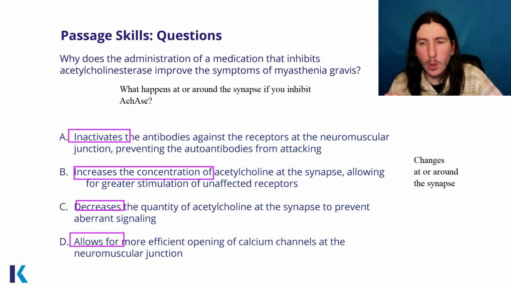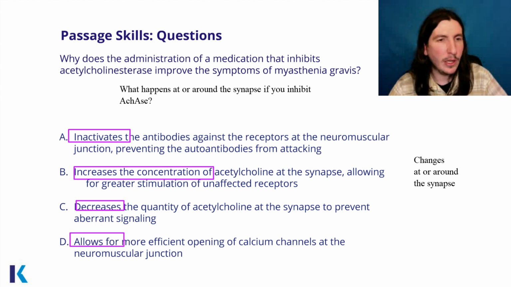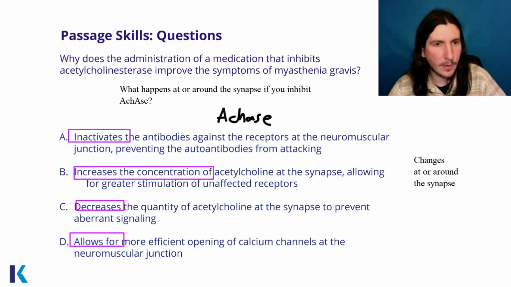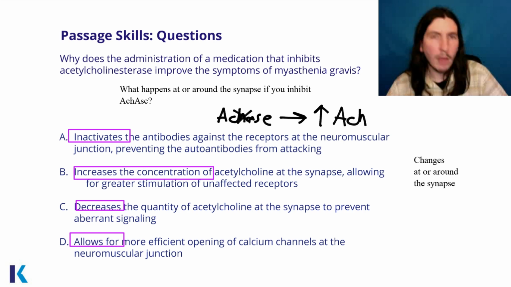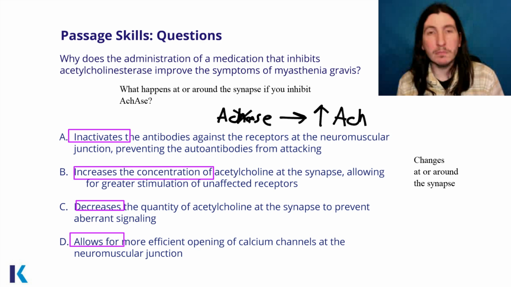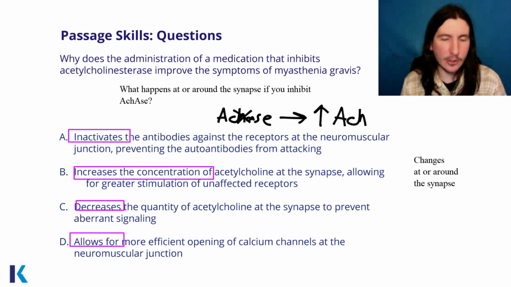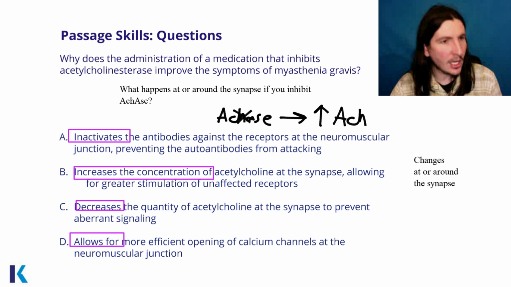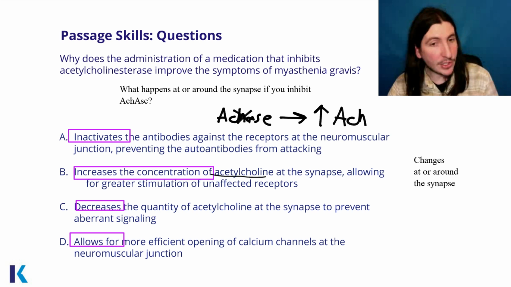So acetylcholine is the neurotransmitter at the junction. So if you inhibit acetylcholinesterase, so if acetylcholinesterase gets inhibited, that's going to lead into an increase in acetylcholine. That's a good first order prediction. So let's see if we can find that in the answer choices. Is there an answer choice that says increase acetylcholine? Okay, inactivates no. Increase the concentration of acetylcholine at the synapse.